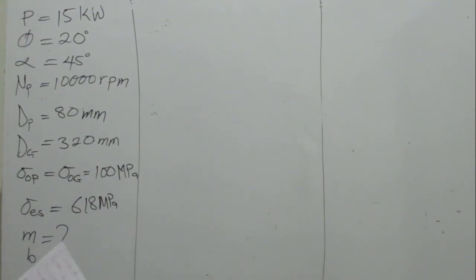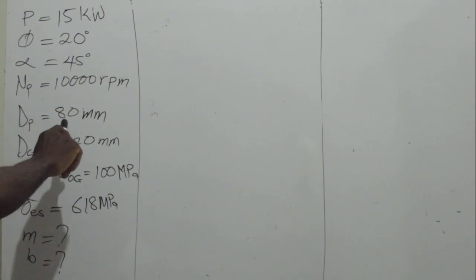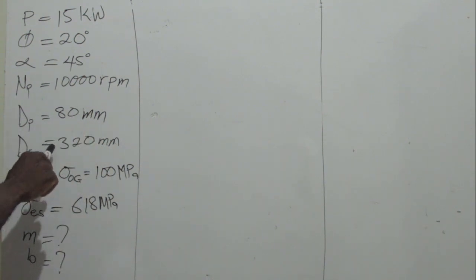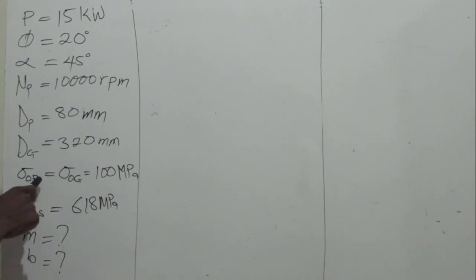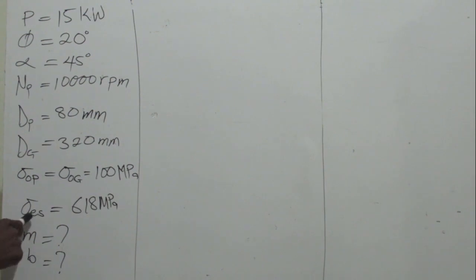Alright, so we're given the power to be transmitted as 15 kilowatts. We have the pressure angle in the diametral plane to be 20 degrees. The helix angle is 45. We have the speed of the pinion to be equal to 10,000 RPM. The pitch circle diameter for the pinion is 80 millimeters, and that of the gear is 320 millimeters. And then we have the allowable static stress of the pinion and the gear to be equal to 100 megapascals, and they are the same because they are made of the same material. The surface endurance limit for the material is 618 megapascals. So that is the surface endurance limit stress. And we have to determine the module and the face width.